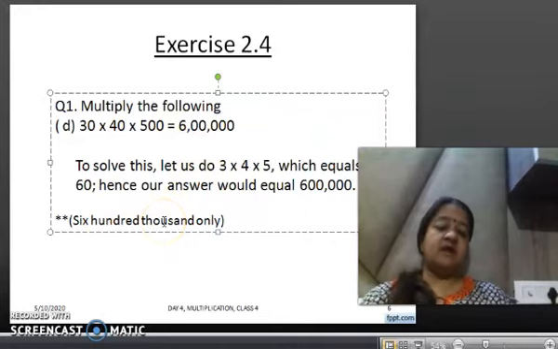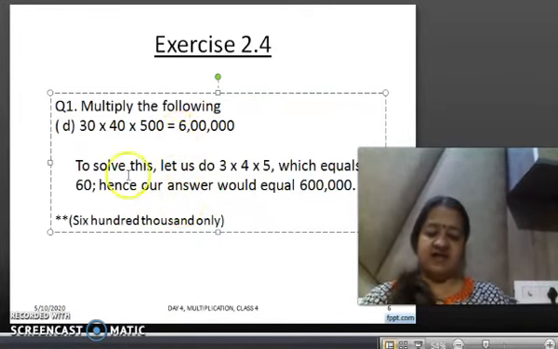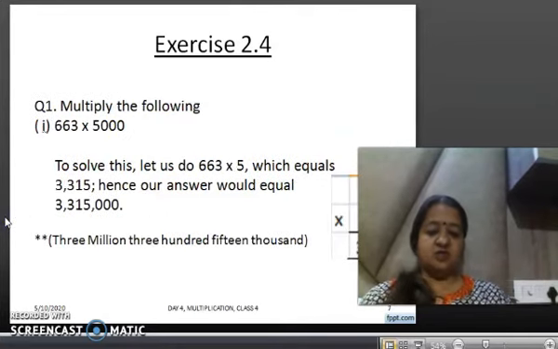That is in the international system of numeration. So you can tell the answer in any system. But because we are in India, we may speak the answer as 6 lakhs. Let us go to the next one.